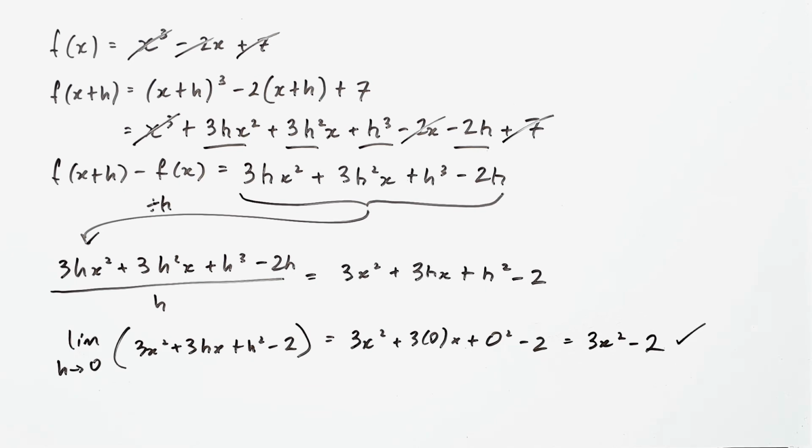Alright, so there you go. And you'll notice there were a couple of h values here, and so when you replaced it, there were 2 of them that would become 0, leaving us with 3x squared minus 2 as our derivative.